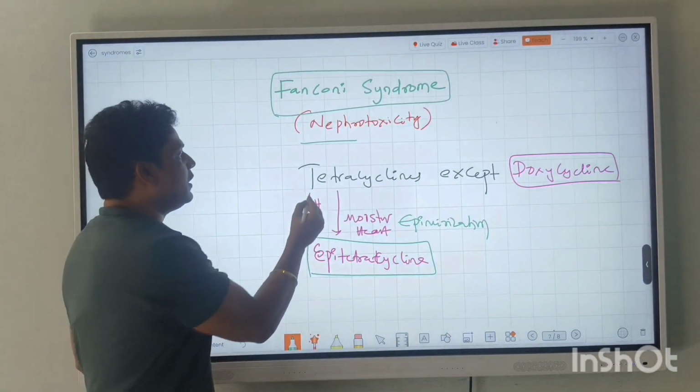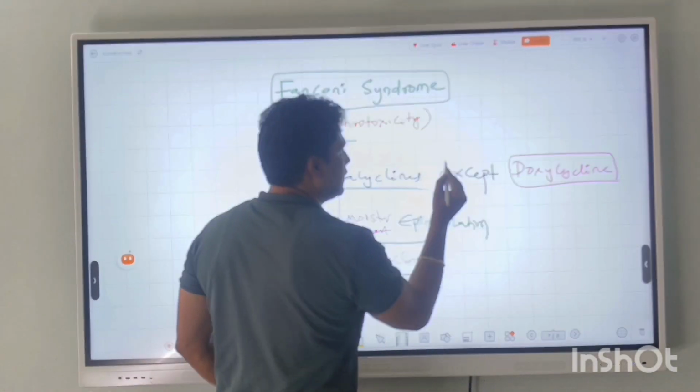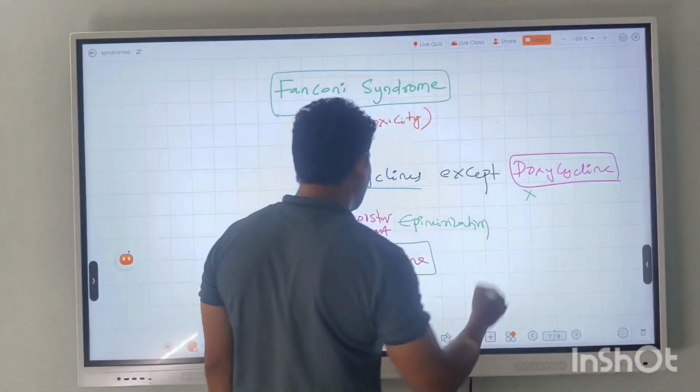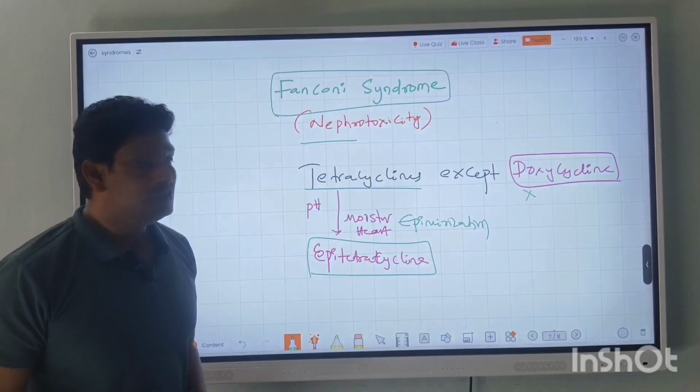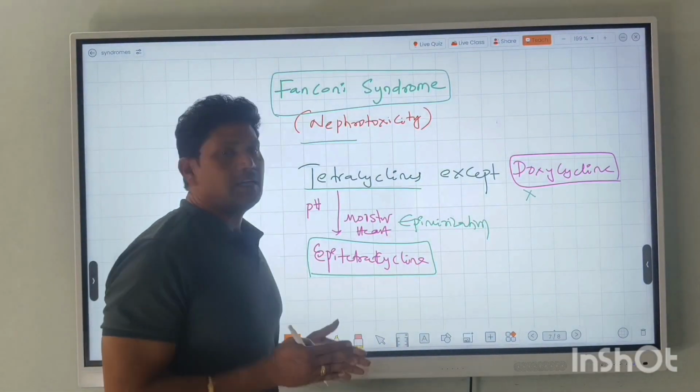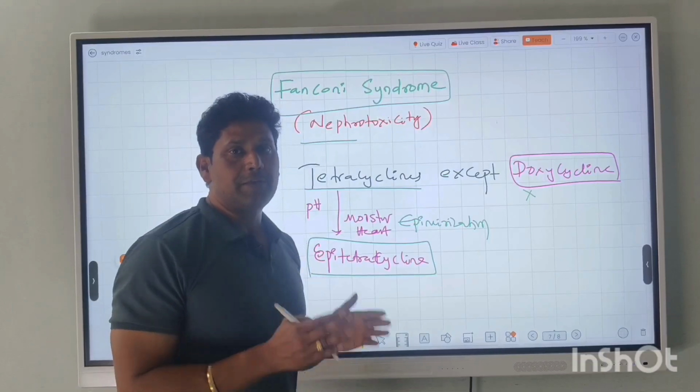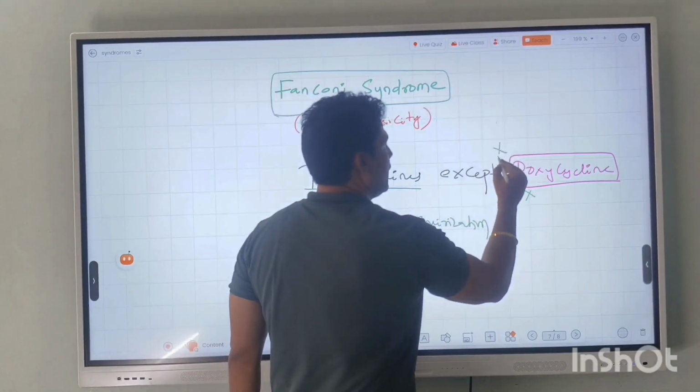Fanconi syndrome is caused by all tetracyclines except doxycycline, because doxycycline does not undergo epimerization. So that's why doxycycline is the safest drug in renal impaired patients. This is very, very important.